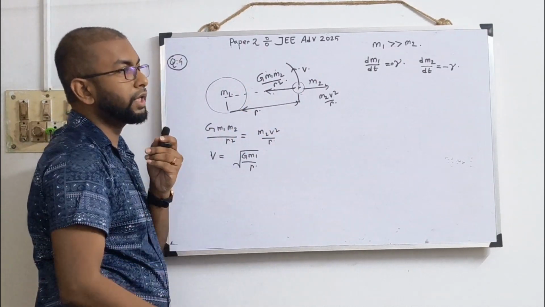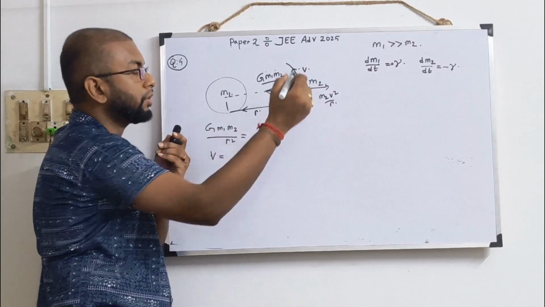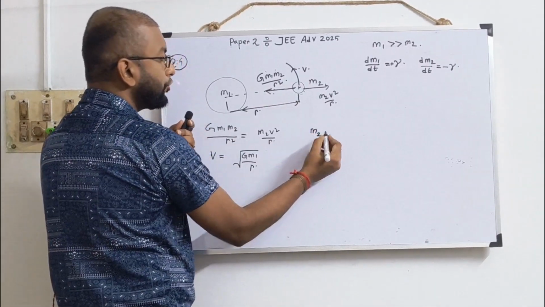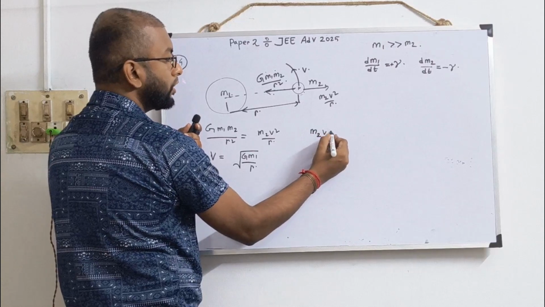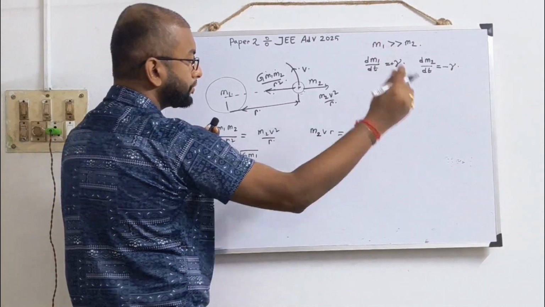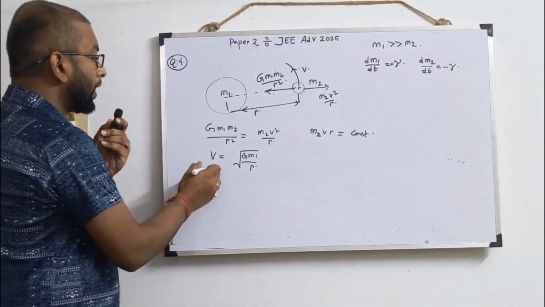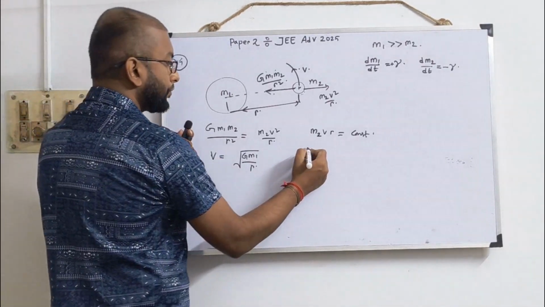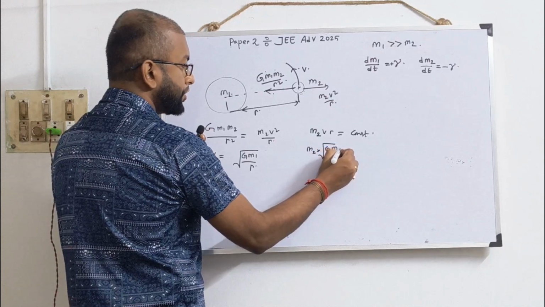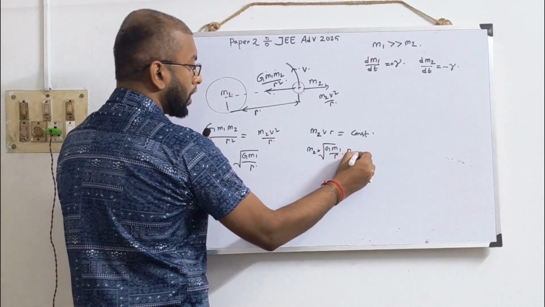So what will be constant? The angular momentum of this mass will be constant. So what is the angular momentum? M into V into R. So m2 into V into R, that is the angular momentum, that will be constant. Now we can put the value of V: m2 into root over of G m1 by R, into R, that is constant.